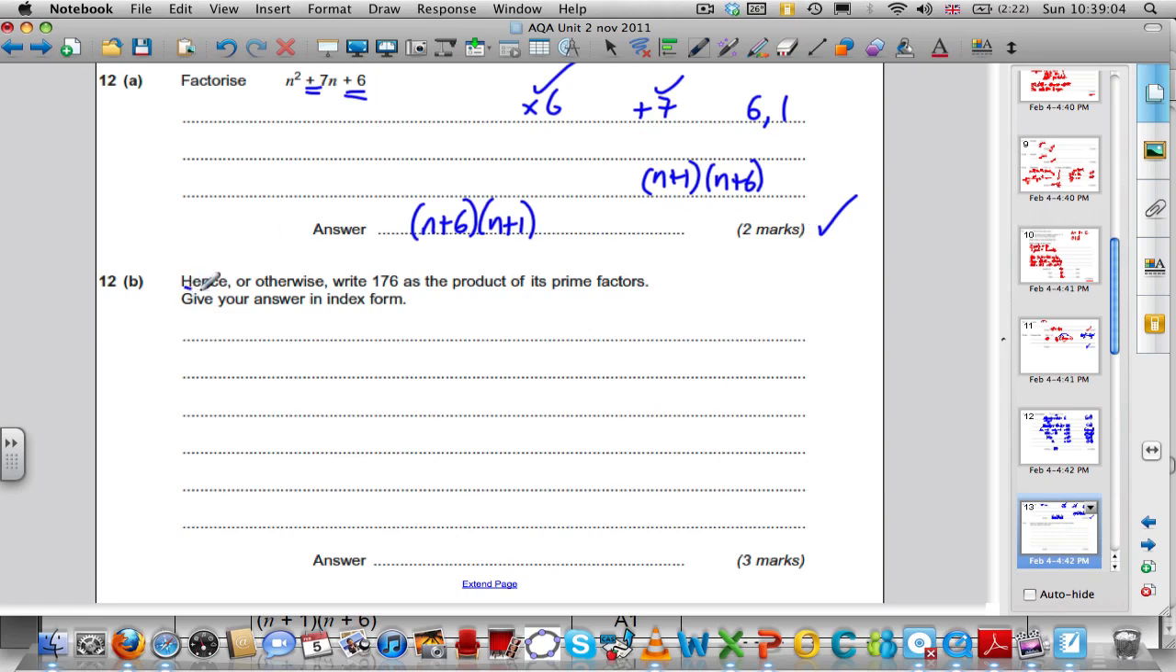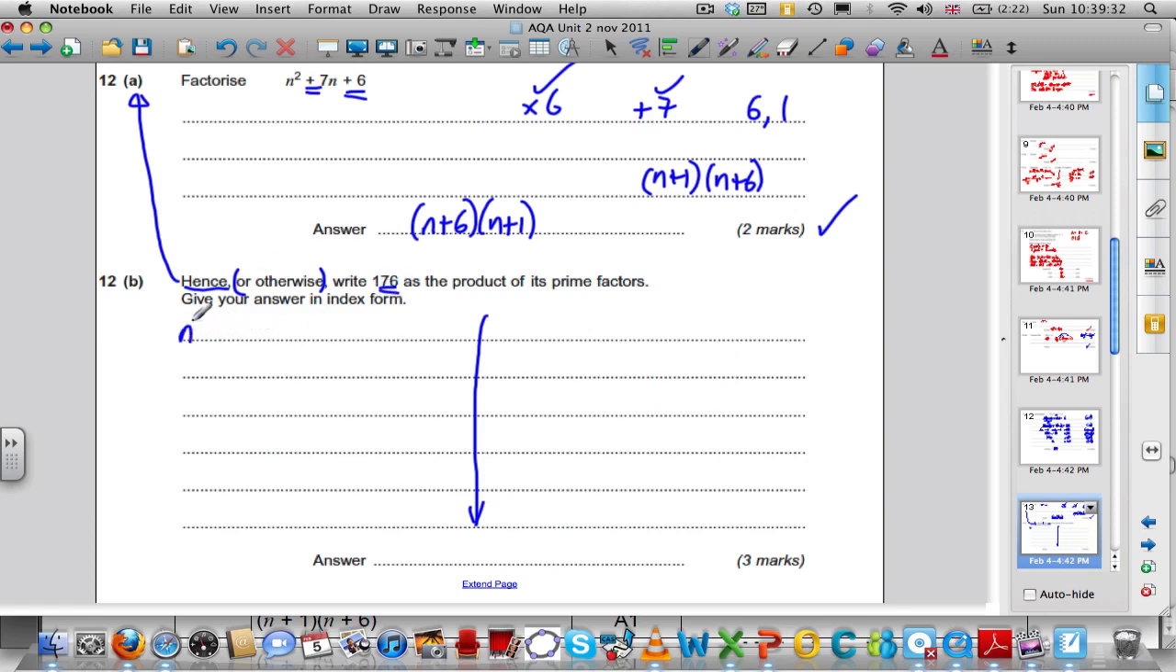Now it says hence. Hence means using part A or otherwise, so you can do otherwise. Write 176 as a product of its prime factors. Give your answer in index form. Okay, I'm going to do two ways here. I'm going to show you the hence way using above, and I'll show you the other way in case you're stuck.